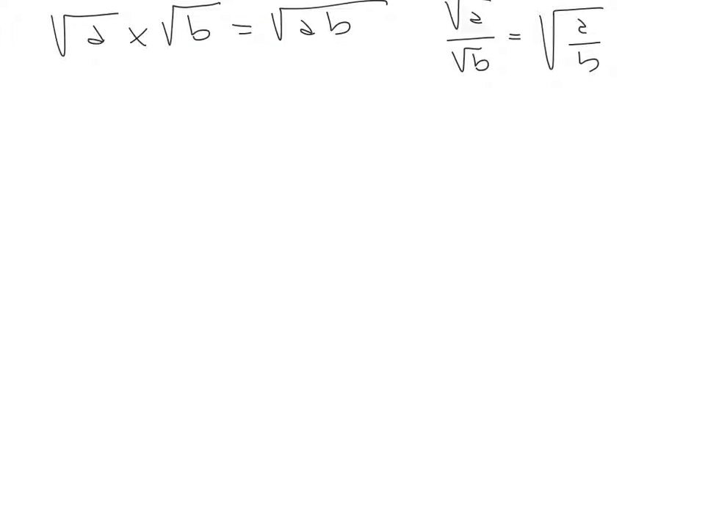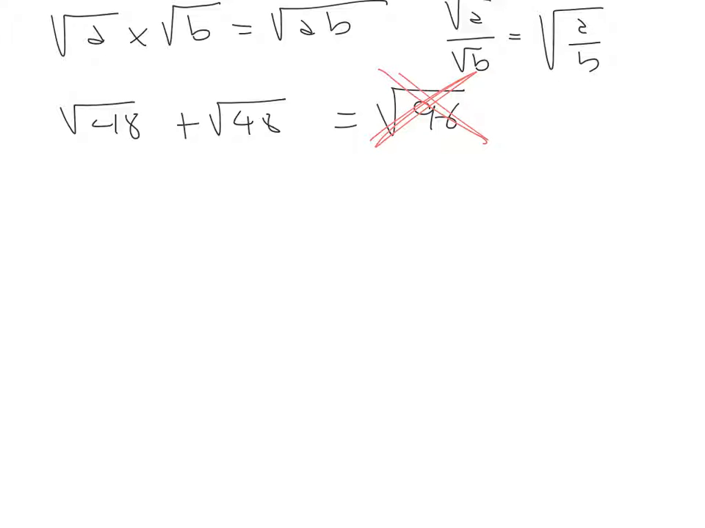Welcome back. So now we are very familiar with these two properties: if two square roots of numbers multiply or divide each other, we can actually put everything inside of a square root and multiply or divide the numbers. But what happens if I have square root of 48 plus square root of 48? Can I just say it is square root of 96? Well, no, I can't. This is very wrong.